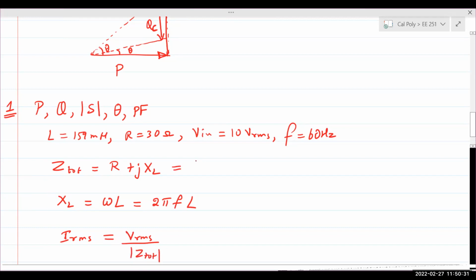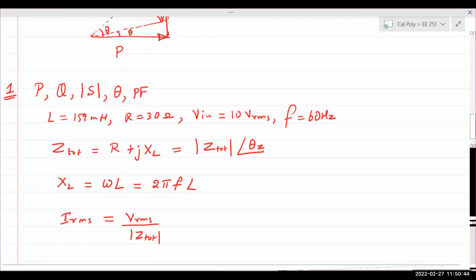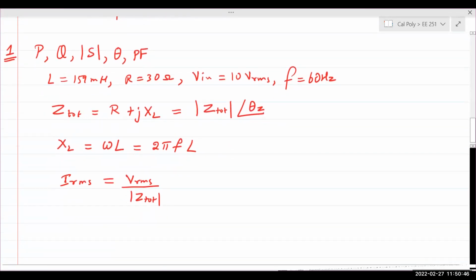That would avoid the confusion. So you would get magnitude of Z total with a phase angle theta Z. Okay, so I RMS would give you V RMS divided by Z total, or magnitude of Z total. So you would get the current.